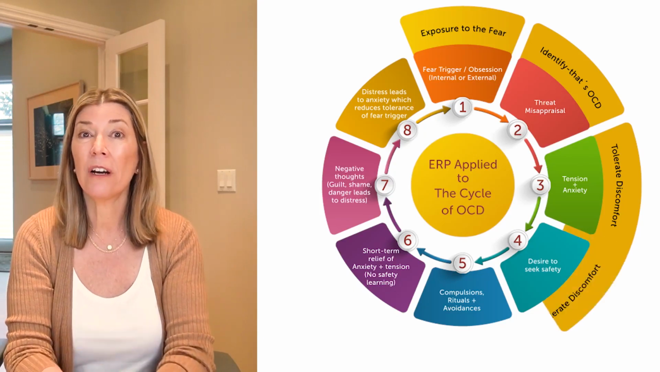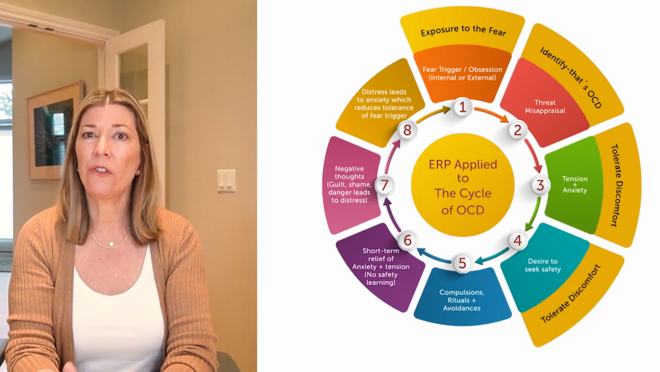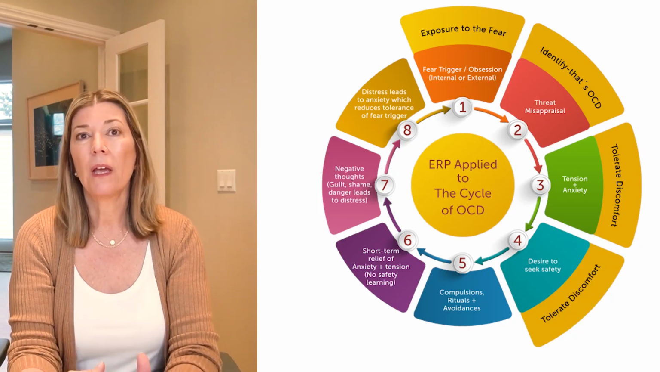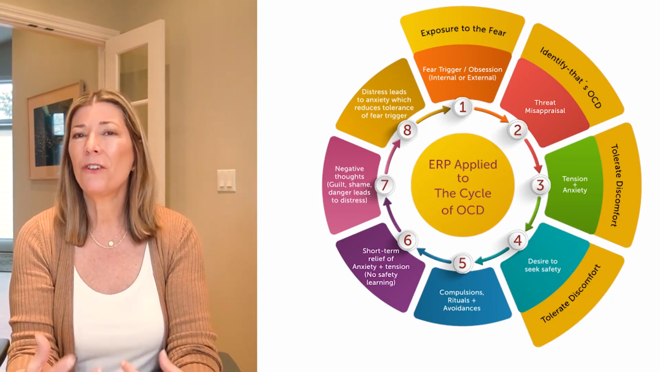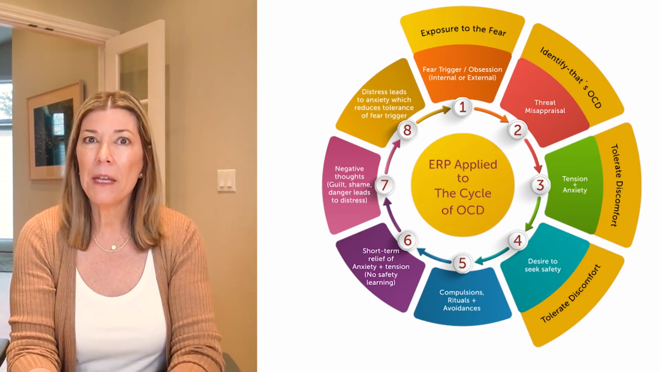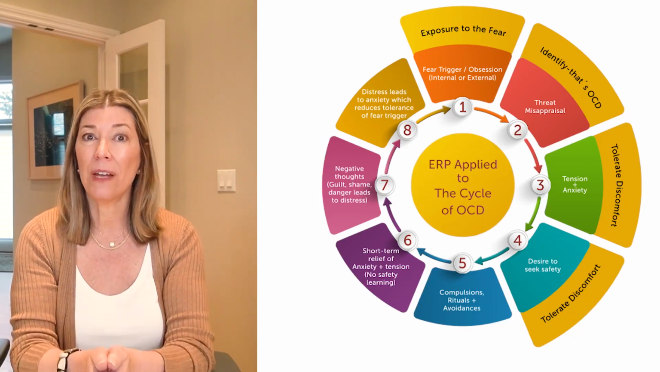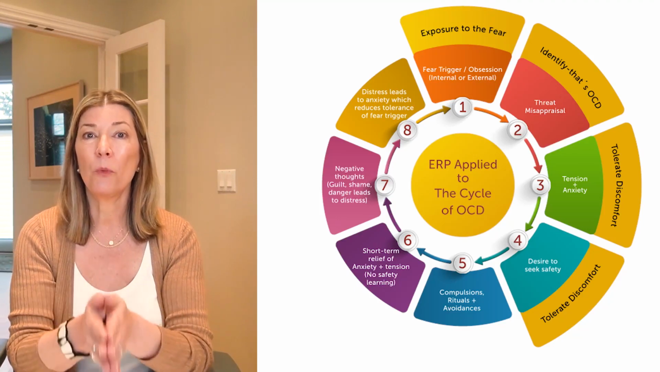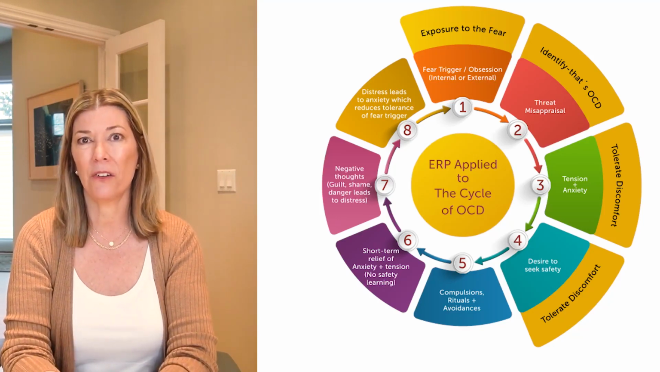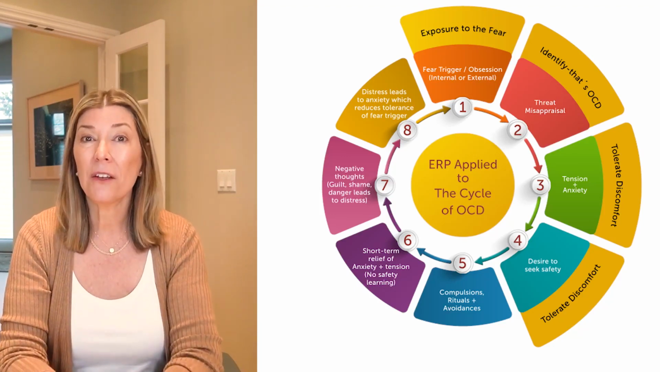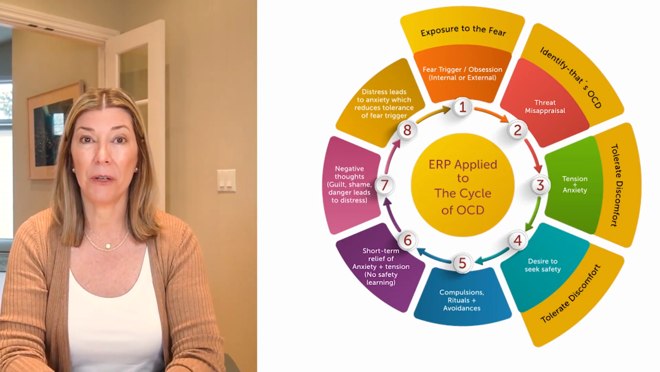Now in number 4, that urge and desire to seek safety is still there when you're beginning. Your brain is trying to convince you to seek safety or avoid or compulse. But the RP of ERP, the response prevention, means that you're prepared for this. You've decided you're willing to tolerate this anxiety and discomfort. You're resisting your urges, and you're staying in the exposure and you're not seeking safety.